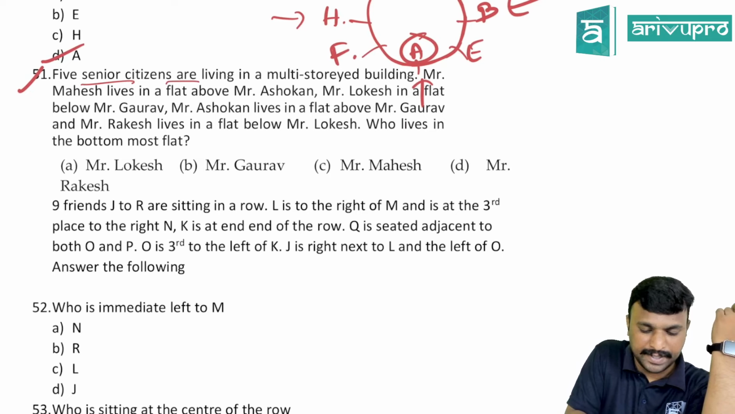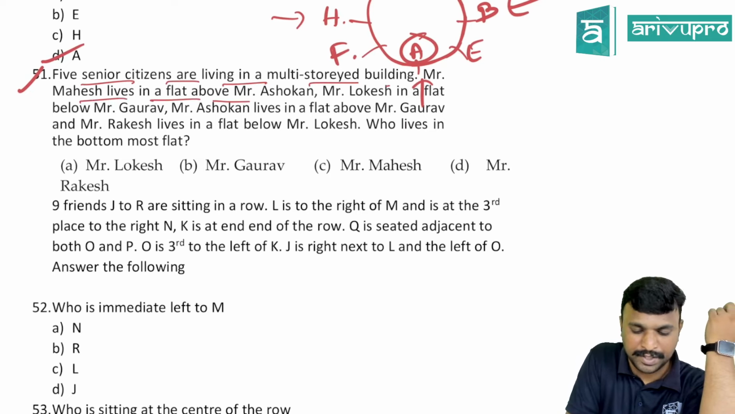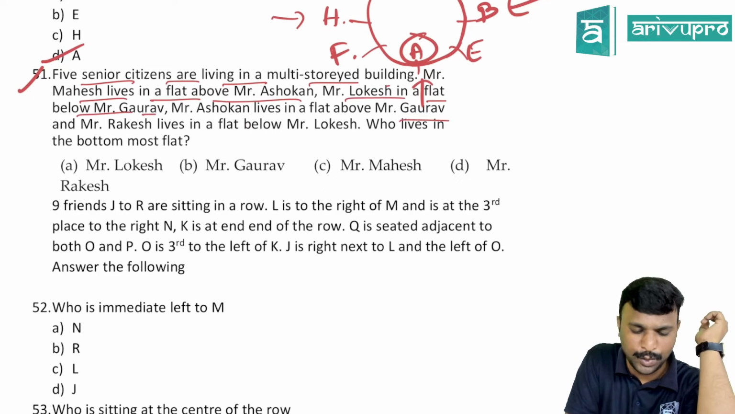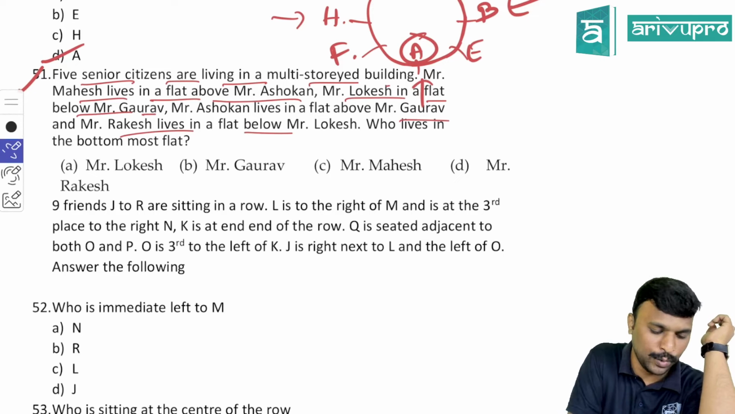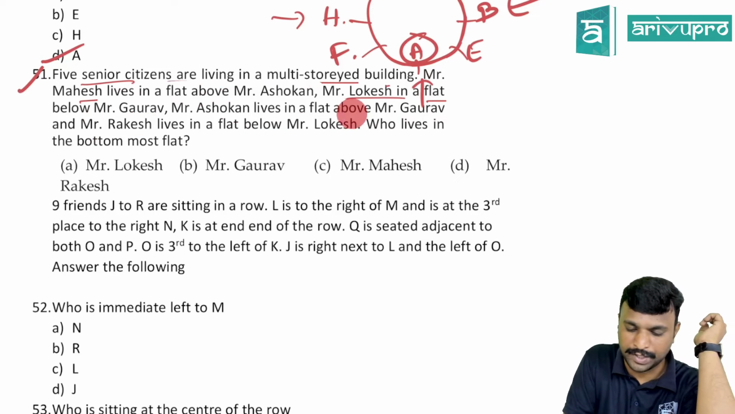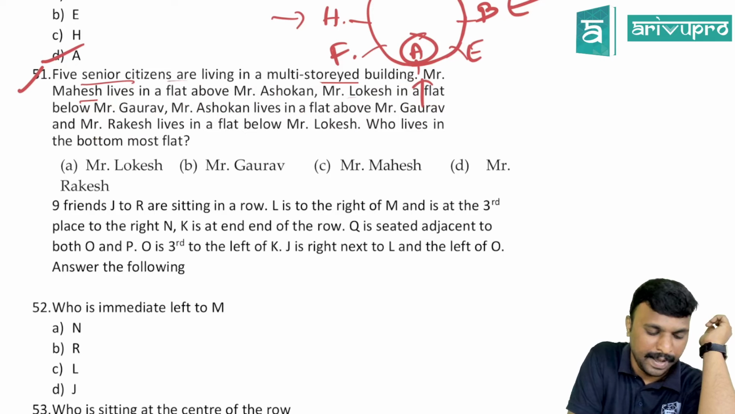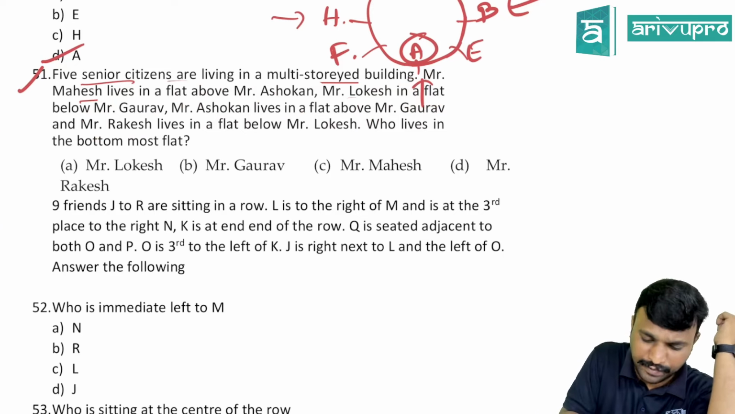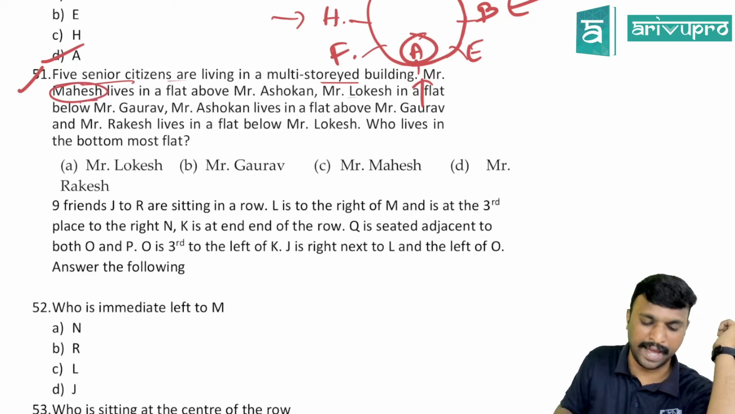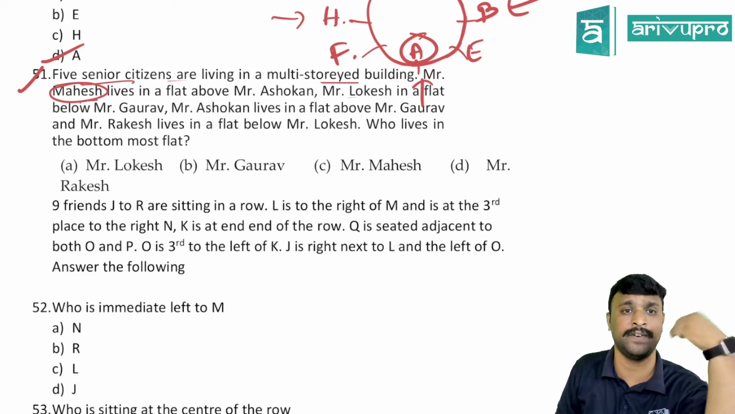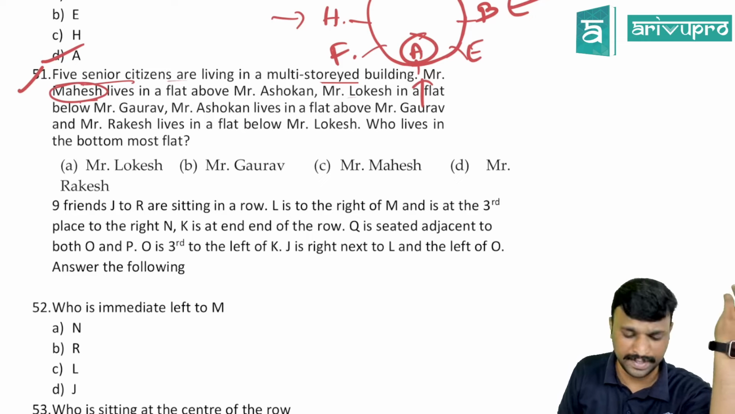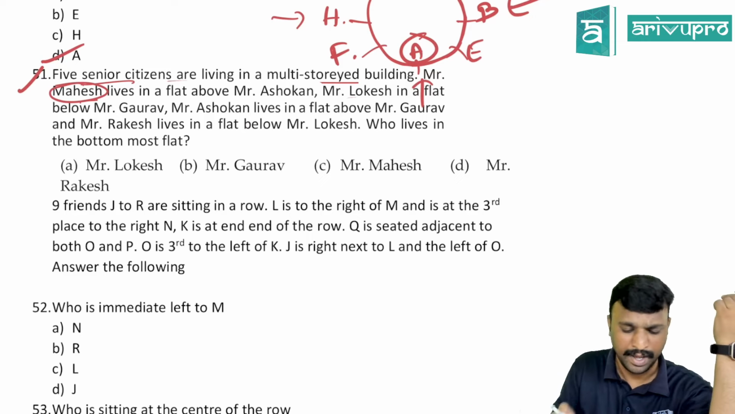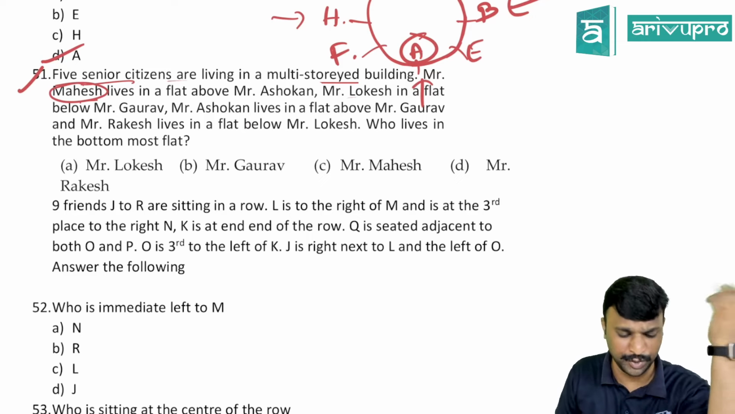5 senior citizens are living in a multi-storied building. Mr. Mahesh lives in a flat above Mr. Ashokan, Mr. Lokesh in a flat below Mr. Gaurav. Guys, if you see, no statement is a sure one. So what you need to do is pick a person having more references. Other than Mahesh, every other person is referred to in more than one statement. You can take Ashokan, Lokesh, or Gaurav.